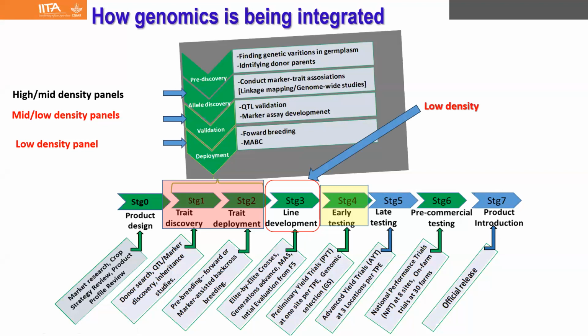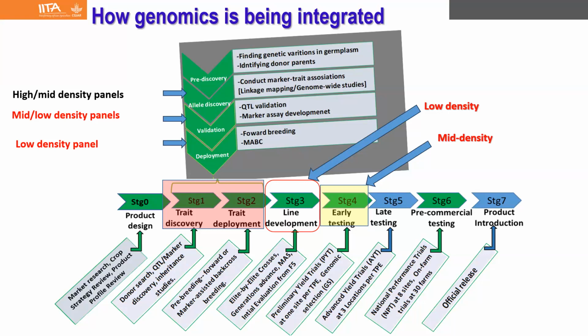Stage 3 is the line development process, and sometimes the low-density marker panels are also used at that stage to carry forward some of the lines that are rich in the alleles for the traits of interest in the breeding program. And stage 4 is when we start early testing, and as you'll see in the discussion later on, is where we want to initiate genomic selection. So that's where the mid-density panel will be highly useful.